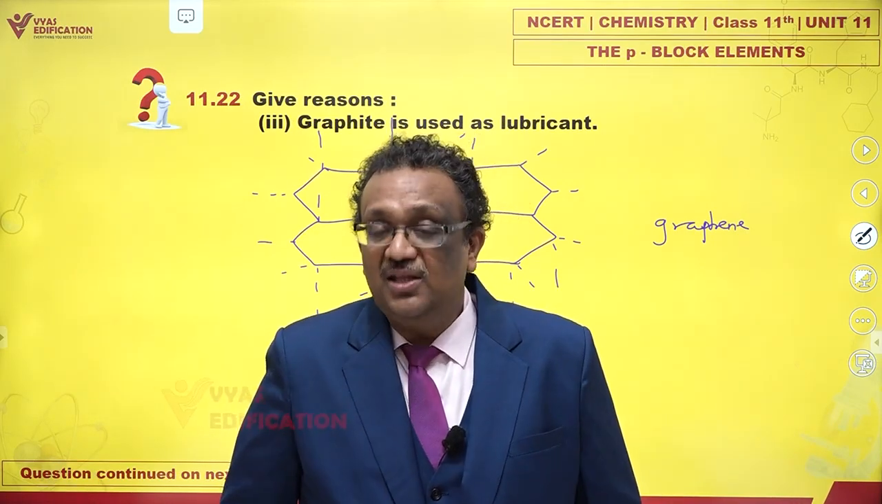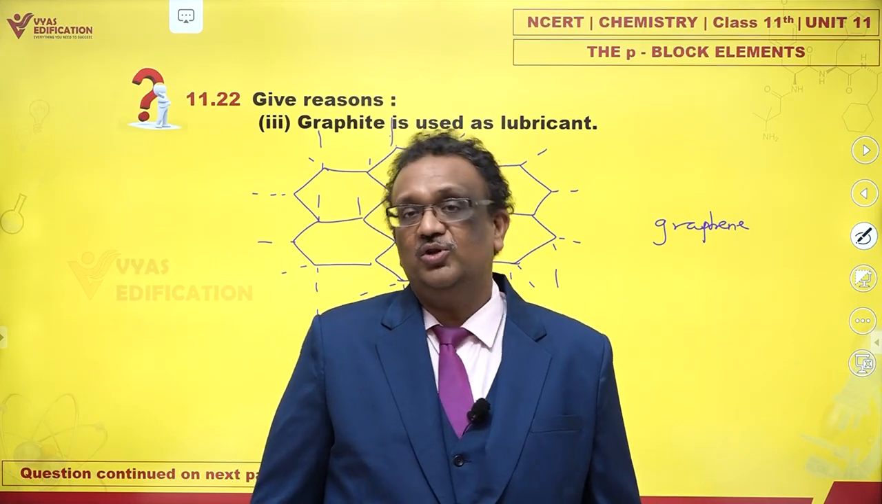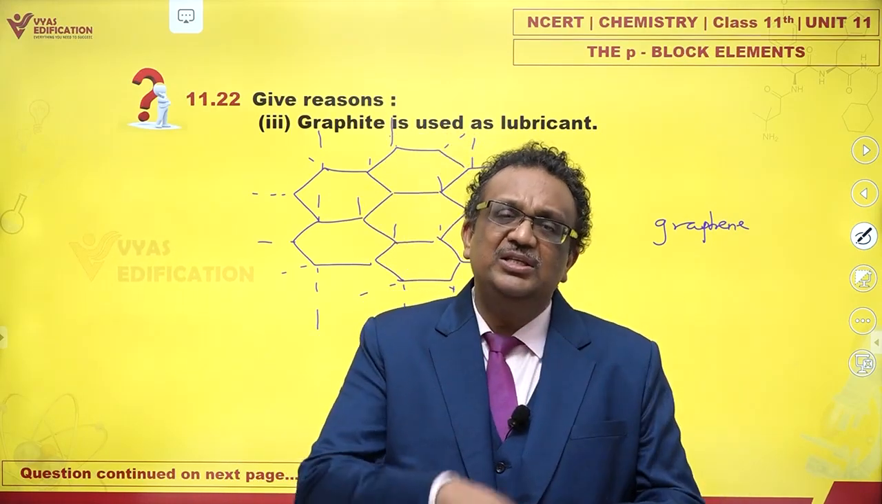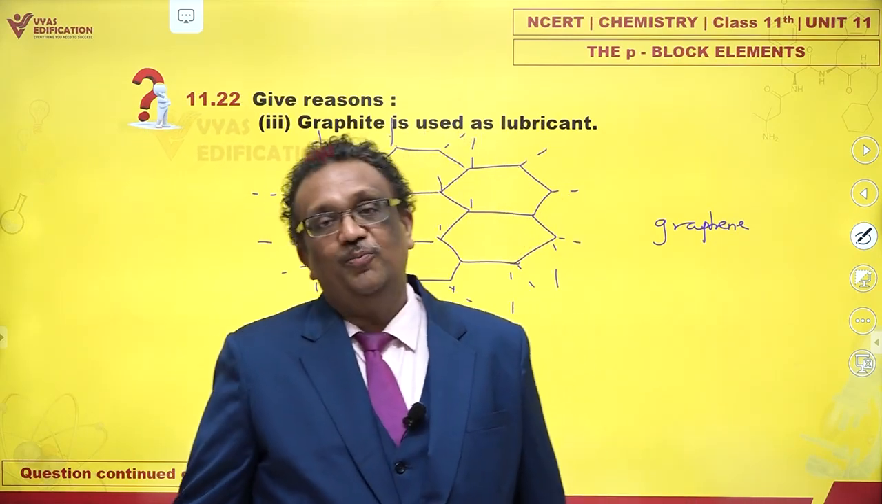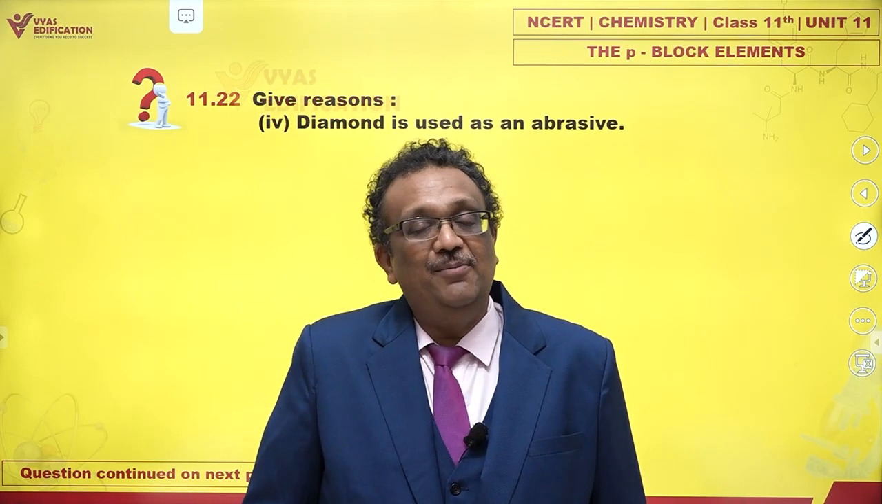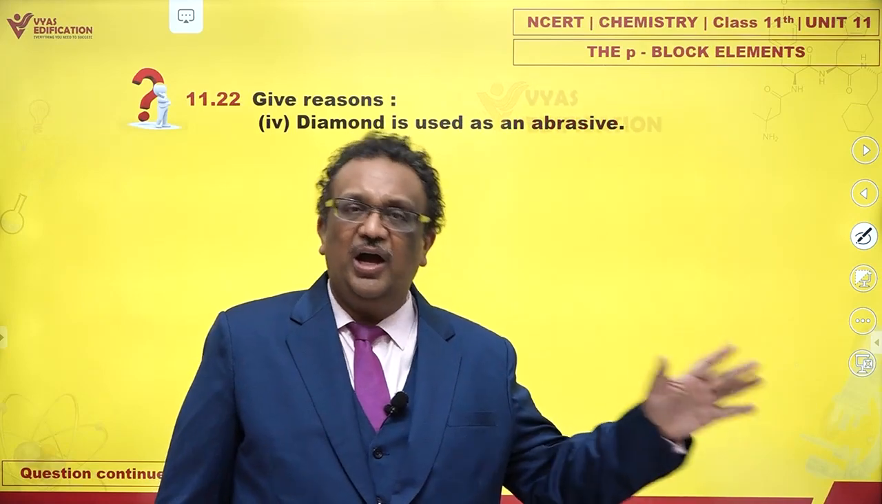Why? Because otherwise on heating, graphite can burn in oxygen to form CO or CO2. If you have closed engines, closed setups where oxygen is not entering, graphite powder is a very good lubricant. Diamond is used as an abrasive. What is an abrasive? Something which is hard and rough, which is used for cutting and polishing.